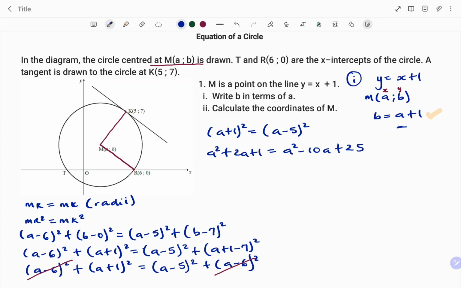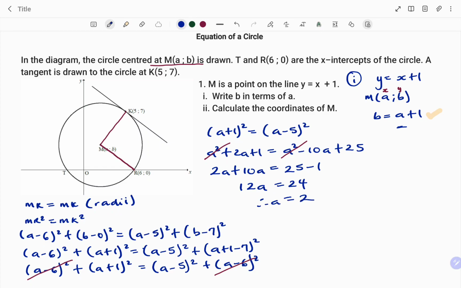Like we did earlier, we can take out a squared from both sides. If I move my a squared to the other side, it becomes negative, so this goes off. I'm left with, moving my minus 10a to the left hand side, 2a plus 10a equals 25 minus 1. I'm going to move my 1 to the right hand side, it becomes negative, so I have 12a equals 24, and dividing both sides by 12, I have a equals 2.